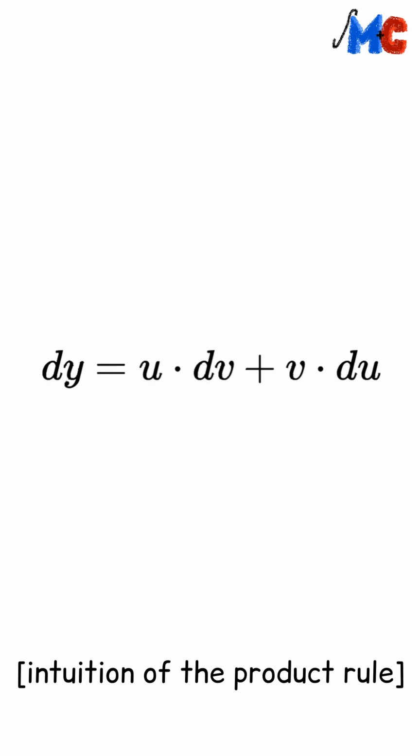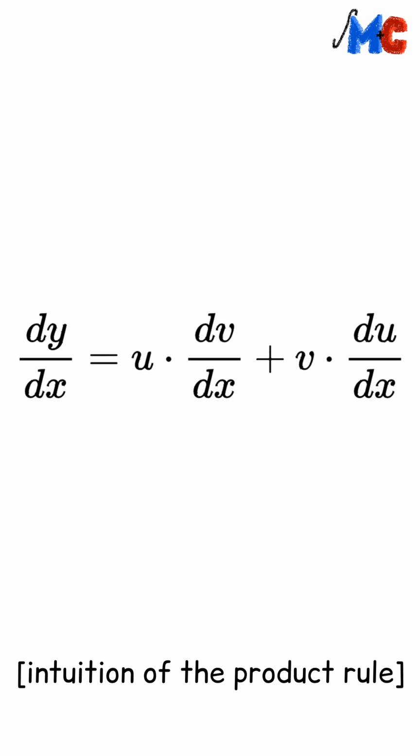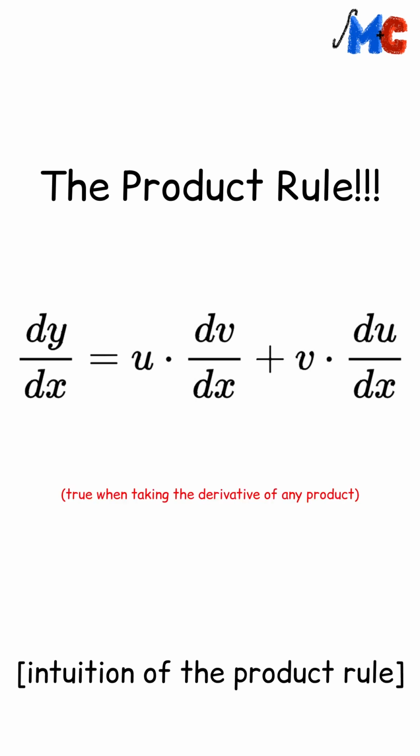In manipulating this equation, we know from algebra that if we divide everything on both sides of the equation by the same thing, then the equation will still be true. We're going to take advantage of this and divide everything on both sides by the infinitely tiny term dx. In doing so, we now have a statement that the derivative of y with respect to x is equal to u times the derivative of v with respect to x plus v times the derivative of u with respect to x. This statement here is referred to as the product rule, and holds true for any function that consists of two other functions being multiplied together.